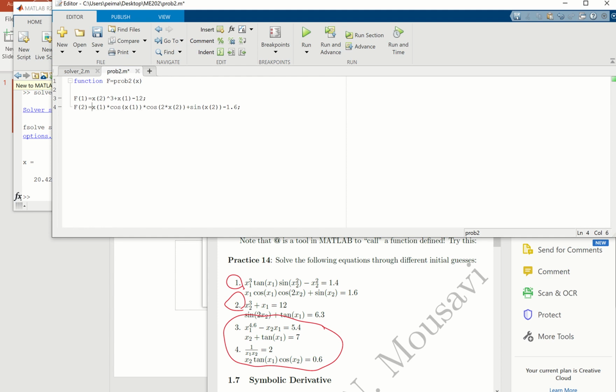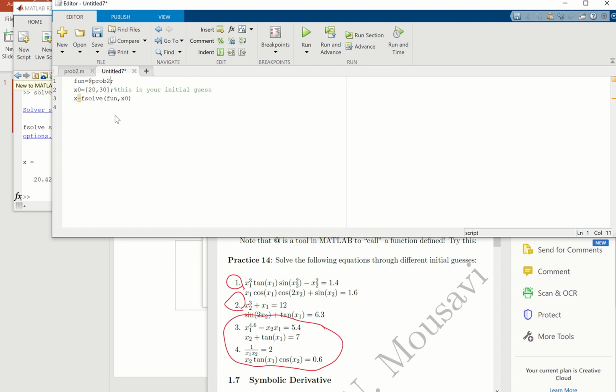And here you have sine of 2x2, and guys, be very careful, you have to put this. And sine 2x2 plus tangent of x1 is 6.3. It is 6.3. So we got that. So x2 cubed plus x1 minus 12, sine 2x2 plus tangent x1 minus 12. We got it. Now I'm copying and pasting this. I'm saving, and this is problem number 2, and I close that.